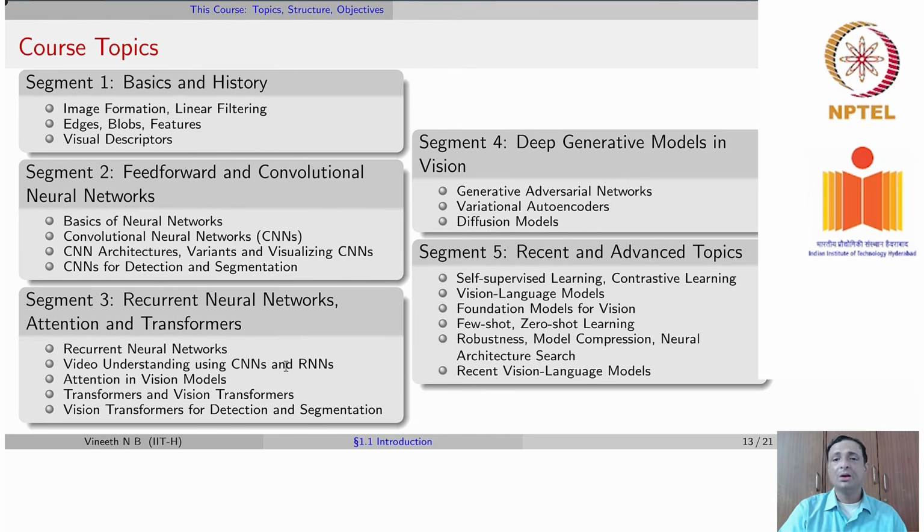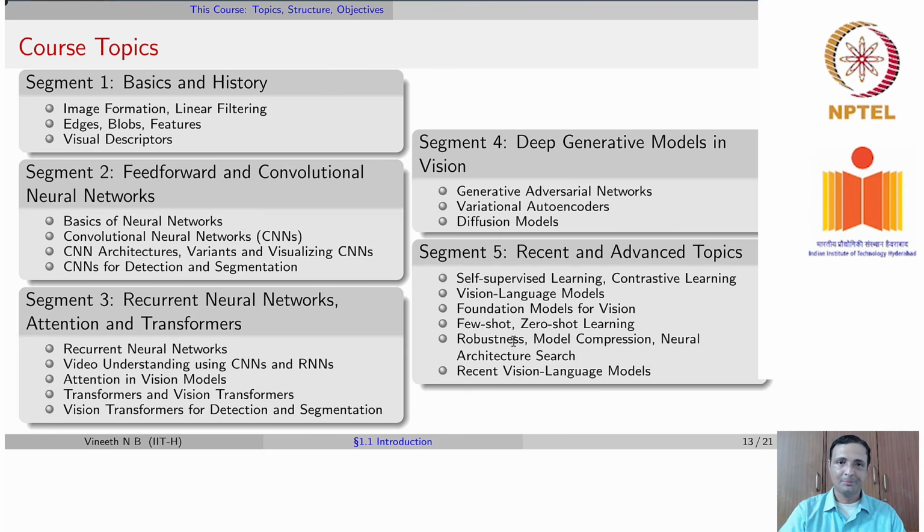The final segment will talk about more recent and advanced topics. This includes self-supervised learning, contrastive learning, vision language models, foundation models for vision like CLIP, BLIP, and so on. And we have an optional week of lectures, which is purely additional in terms of taking the course, which includes topics like few-shot learning, zero-shot learning, robustness, model compression, neural architecture search, and we will end with also recent vision language models.